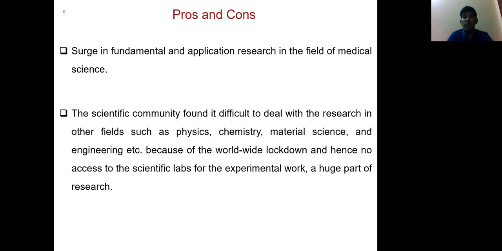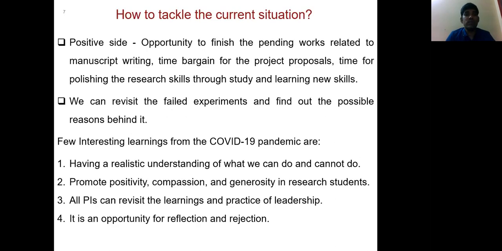What can we think about our status as researchers, the status of the research student in the lab? They are not able to attend their lab. They are not able to finish their work. So how do we tackle this current situation?